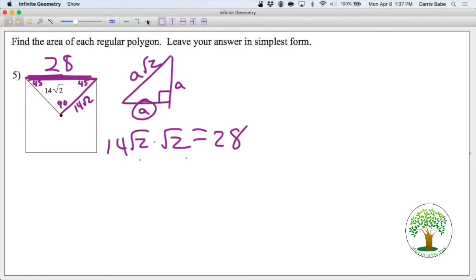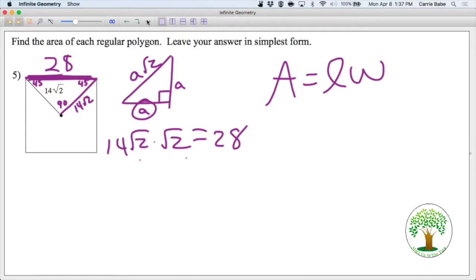We now have a side. Do you know the formula for the area of a square? I don't remember it. It's the same as a rectangle, and the rectangle is length times width, or base times height, depending on how you say it.